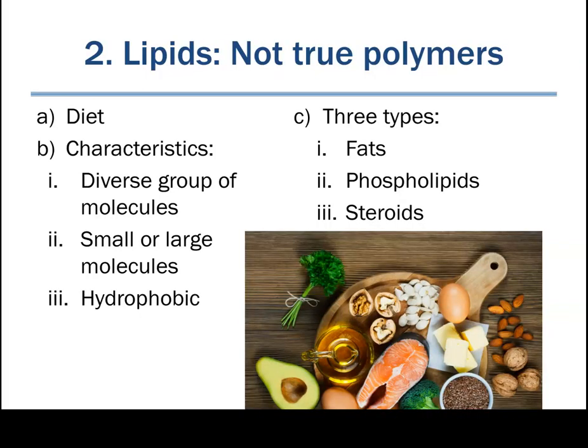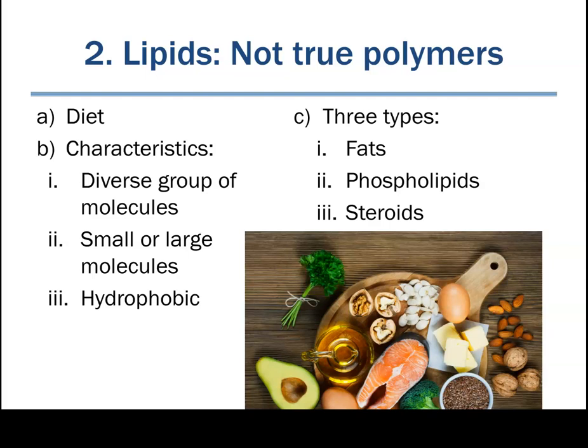So lipids are a little bit different because they're not true polymers. Our other three molecules are all monomers linked together in really long chains. Different molecules, different chains, but they're all long chains of molecules. Our lipids are not polymers. They are smaller molecules, but the reason that we include them in our biologically important molecules is that they're biologically important. Even though they're not polymers, they have really specific functions that are really important in our cells.